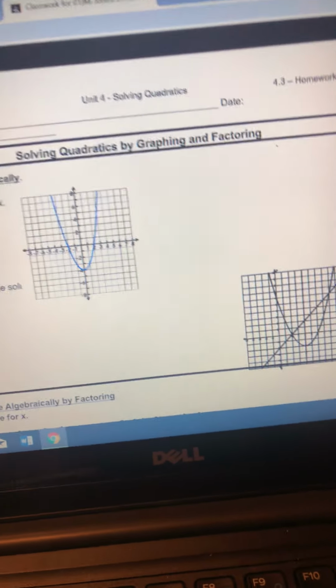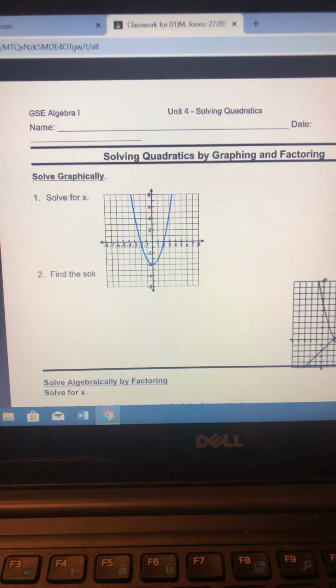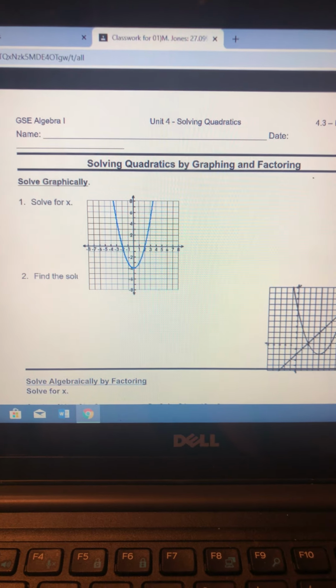And I'm sorry, that was a little wonky. So there's not much to do. So that is what I want you to work on and solve those for homework.